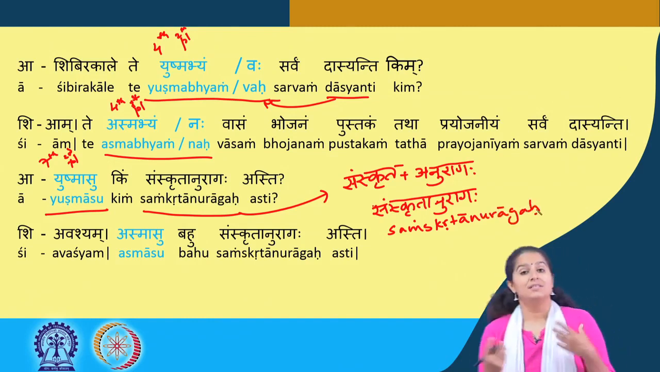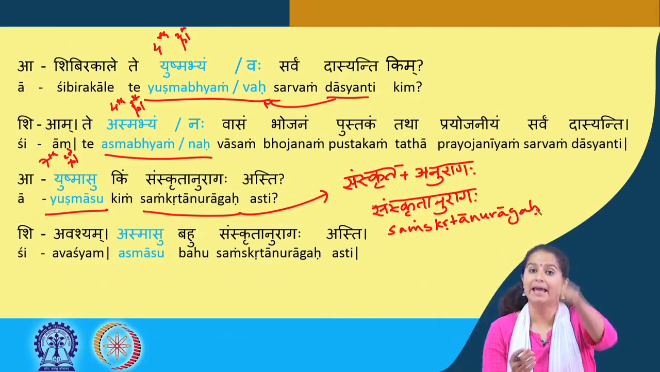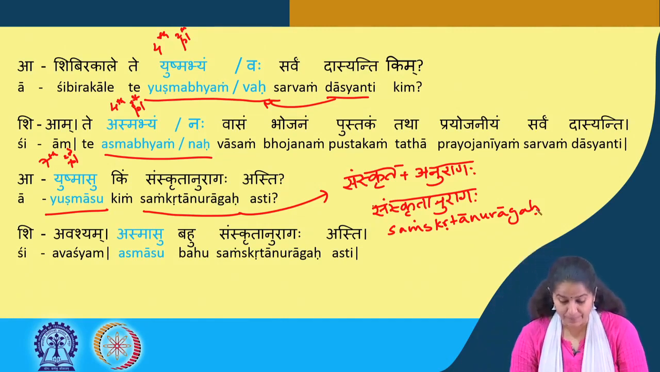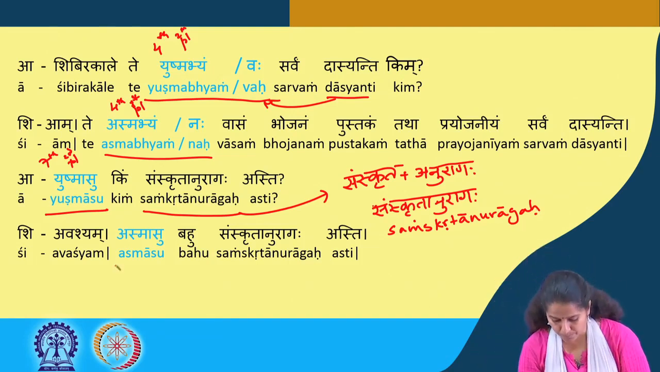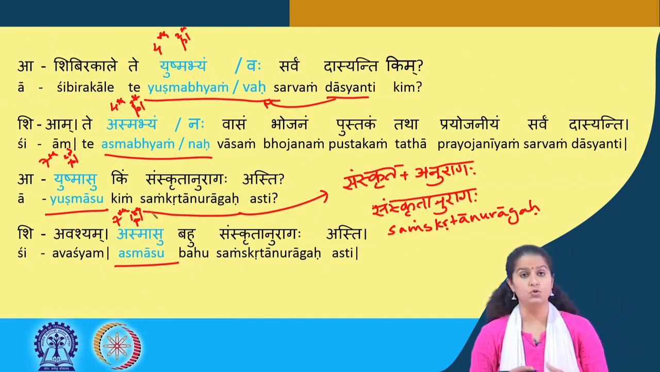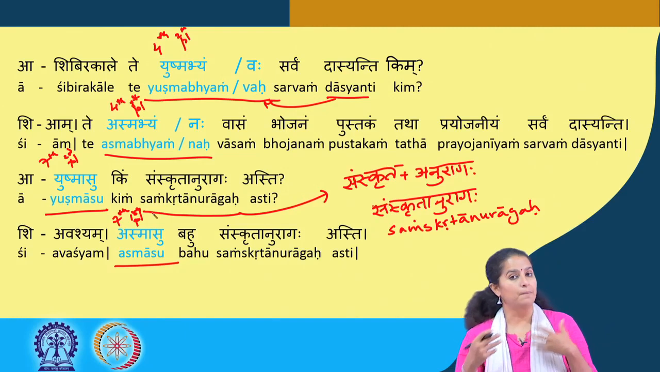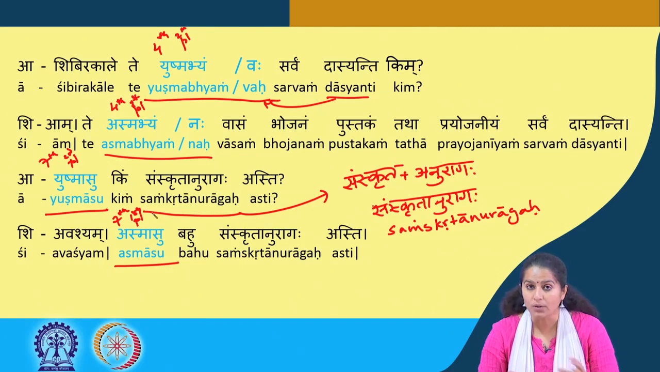Okay, there we go. So yushma su, so these qualities we always use with the seventh case, in you. So yushma su sanskritanuragah asti kim, asti, and the answer avashyam, definitely. Asma su, and that is the seventh for the first person plural. Asmasu bahu sanskritanuragah asti. So we see that in this way we have used the first and second person pronouns in the plural in all the cases.